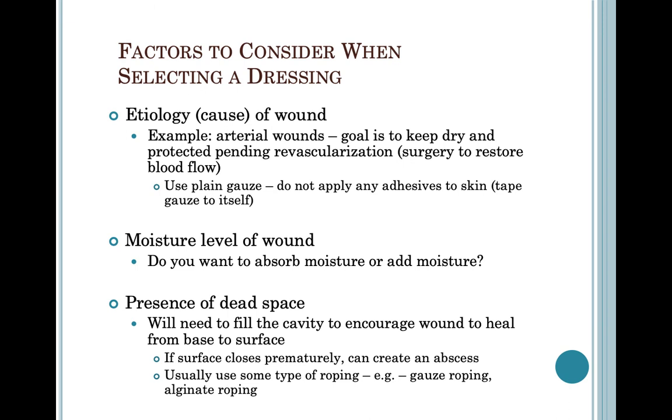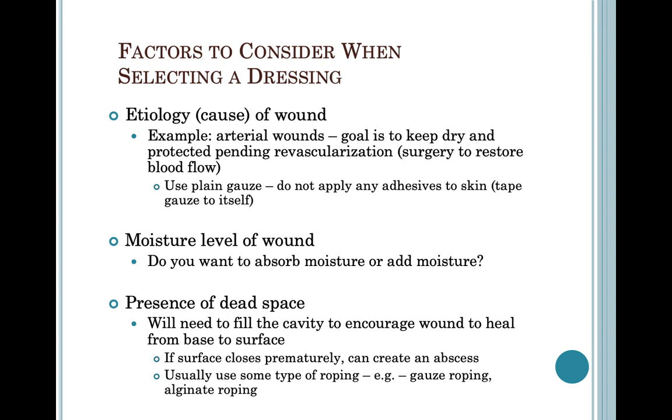So the exception with arterial wounds is that prior to revascularization, that wound should be kept dry and protected. And so typically they're covered with a dry, sterile piece of gauze. Also, just like the skin tears, we don't want to apply any types of adhesive to the skin of somebody with arterial insufficiency because it can cause the wound to become larger or can cause further trauma to the skin. So we tend to stay away from adherent dressings, and also whenever possible, we tape the gauze to itself rather than taping it to the person's skin.